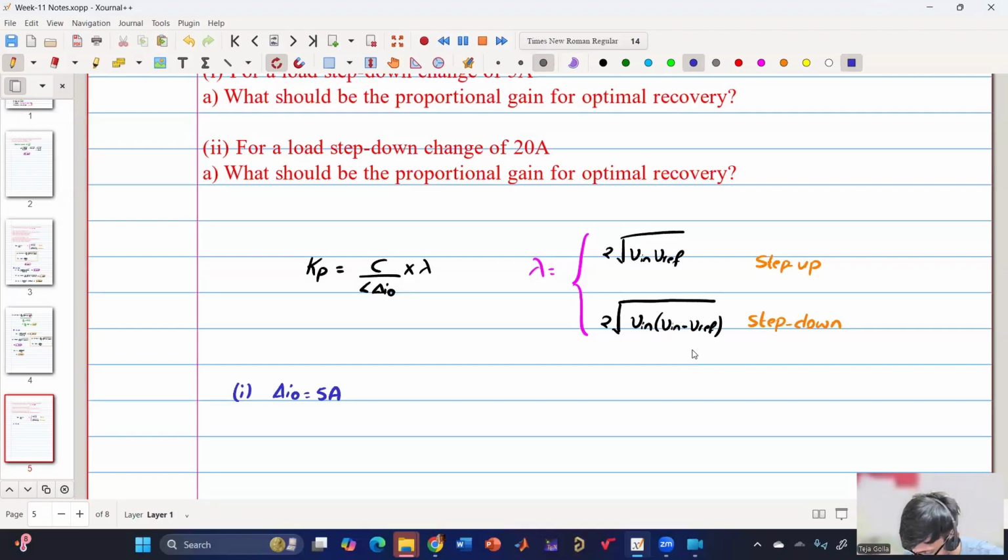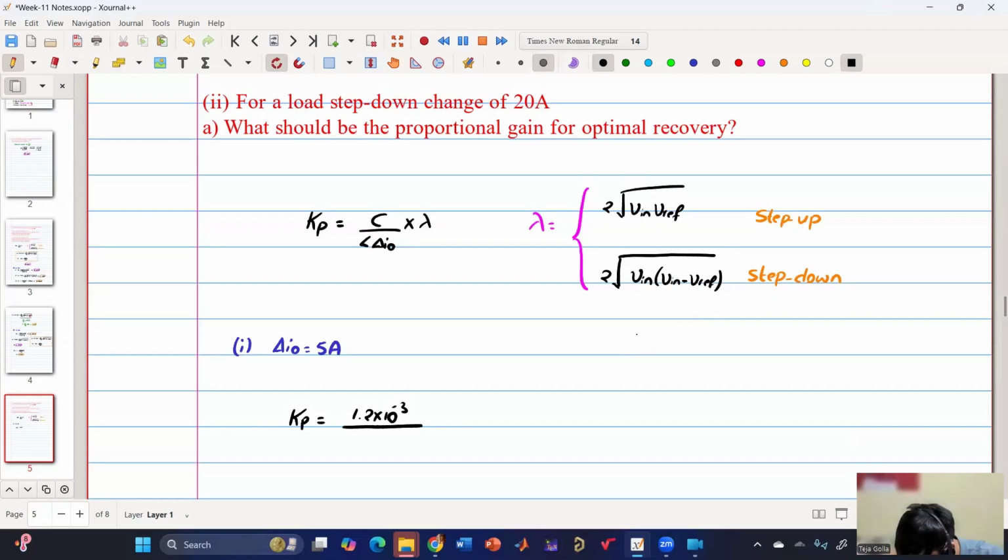Okay, let me just check. So we have KB. C is 1.2 milli. N is 150 nano. Delta I naught is 5 amperes. Lambda is 2 into square root of V in, which is 12. And V in minus V reference is 12 minus 1, which is 11. So from here, we'll have to come from KP.